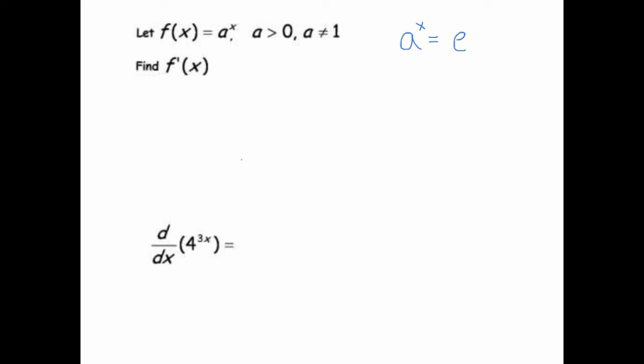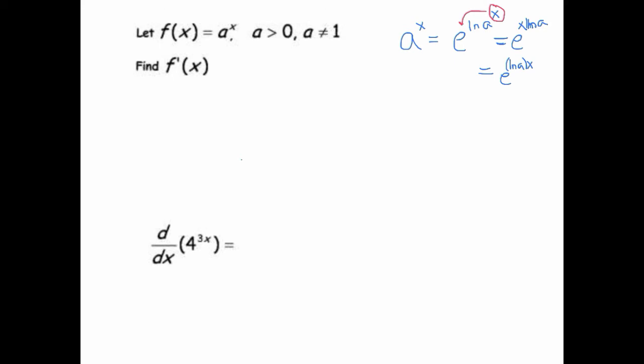It can be written as e to the ln of a to the x, because e and ln are inverses of each other. And what I'm going to do here too is use a property of logs, which is going to allow me to move this x down in front of the ln, so it becomes e to the x times ln of a, which you might want to view as e to the ln of a times x.